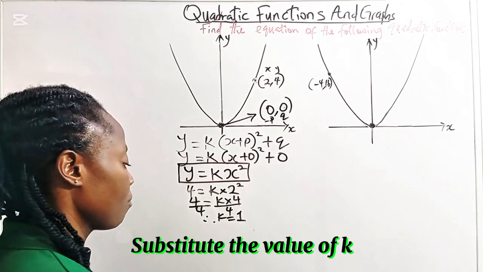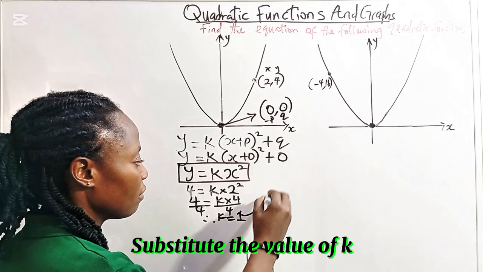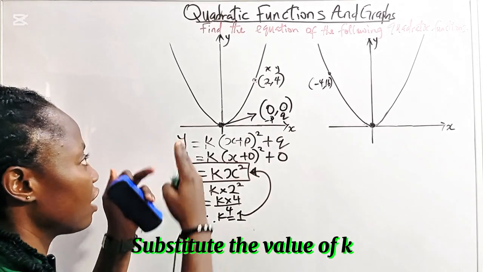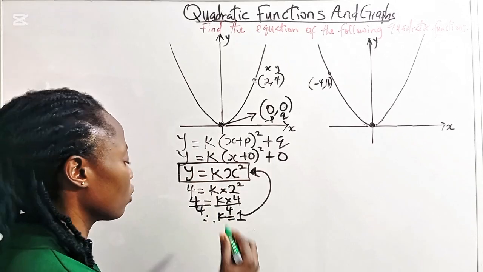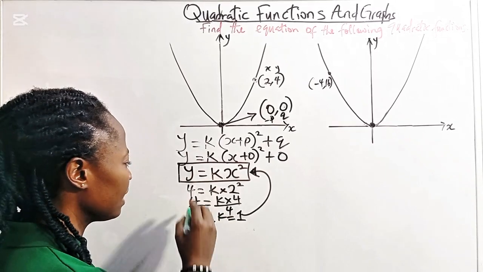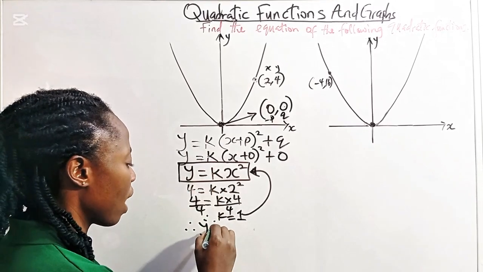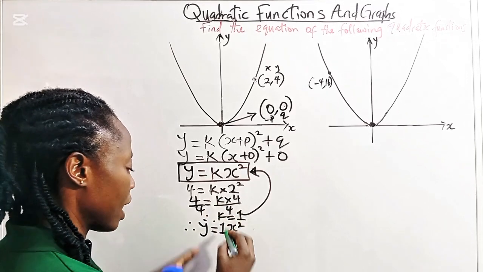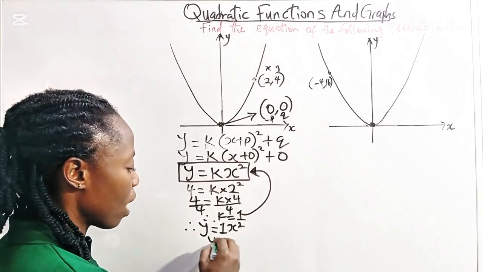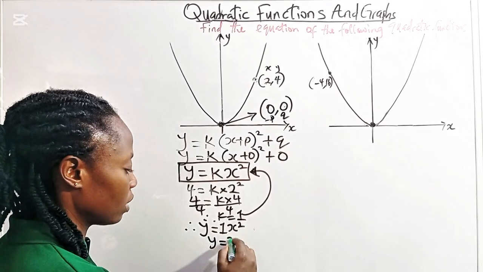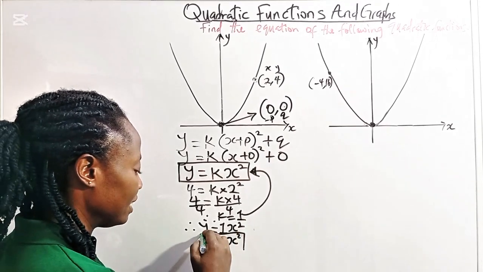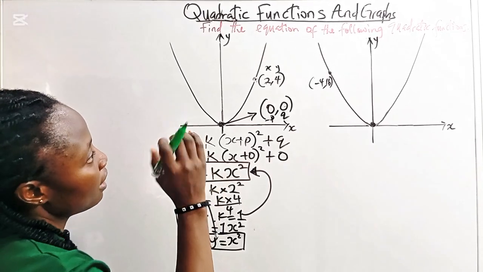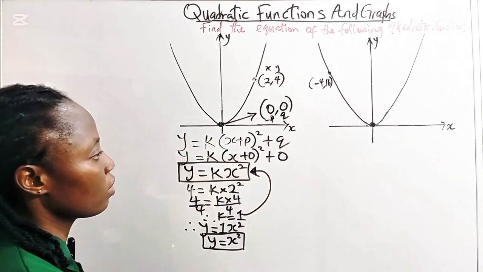And the last thing we have to do is to put in the value of k back here to find the equation of this function. So therefore, the equation of this function is what? Y equals, our k is 1, and we have x squared. And it can also be written as y equals 1 times x squared, which is x squared. And this is the equation of this quadratic function.